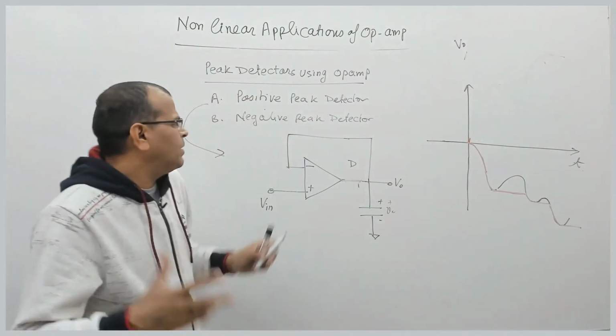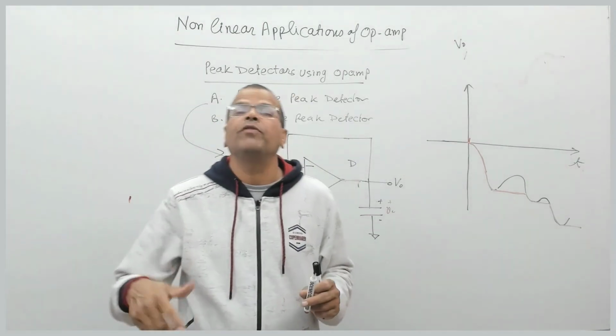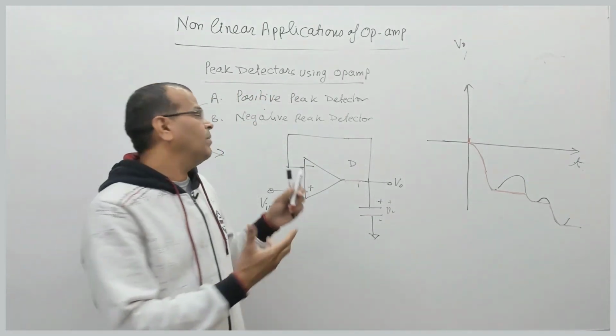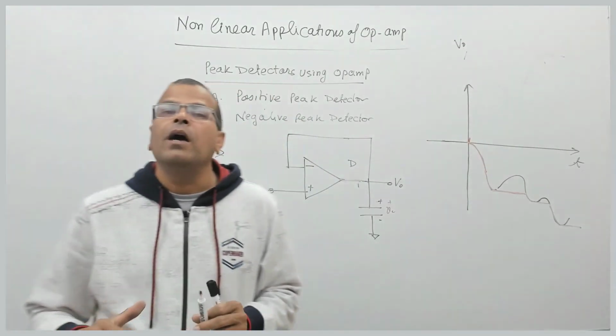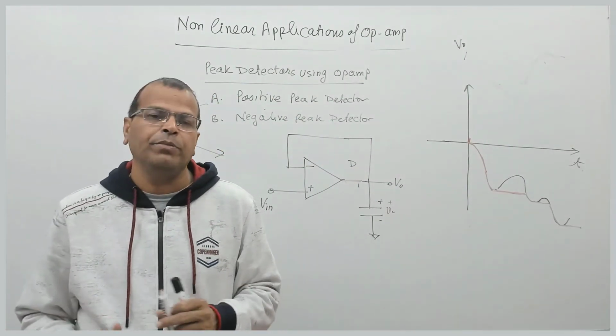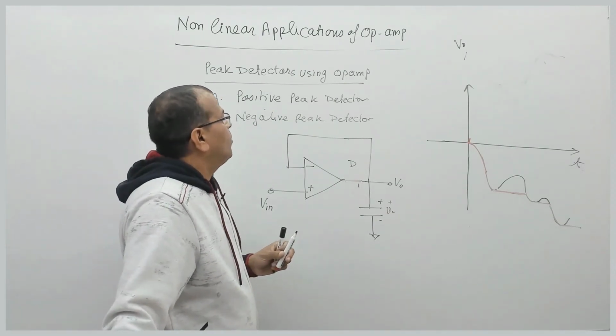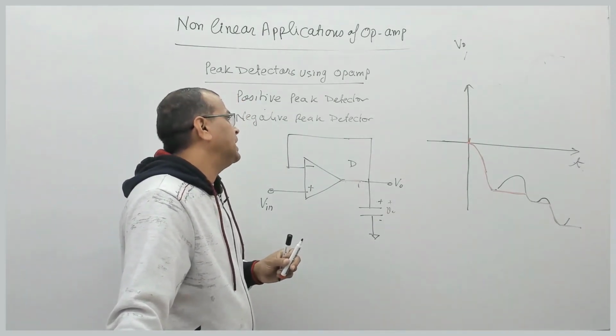This is a simple circuit, but there may be a question in the exam. They may ask about the function performed by the circuit, or they may ask about the waveform. This is a small topic, but from an understanding point of view, it is important. So this is all about the negative peak detector circuit.